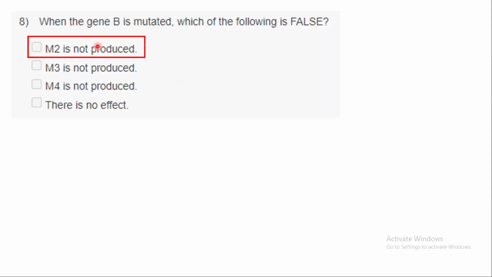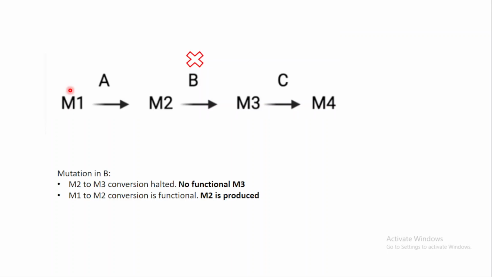Right? If you now look at the options, which of the following is a false statement? M2 is not produced is a false statement. M3 is not produced is a correct statement because B is the enzyme catalyzing M2 to M3 production. And M4 is not produced because we do not have the starting material, which is M3. So M4 is not produced, M3 is not produced, whereas M2 is produced. That will be the correct answer. I hope everybody is clear with this explanation.